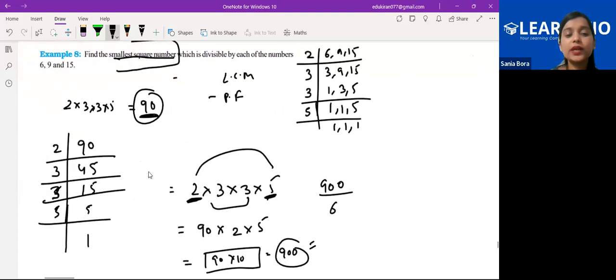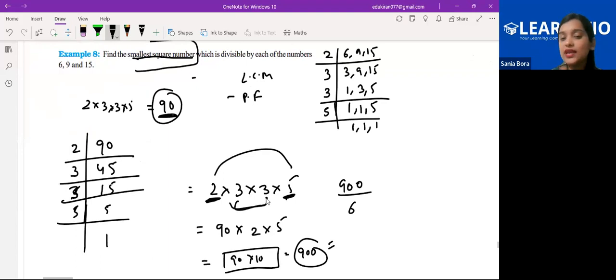So that's why what I did, over here, 3 has a pair, right? But 2 and 5, they didn't have any pair. So that's why I multiplied this 90 with 2 and 5, the ones who don't have any pair. 2 5s are 10, 90 multiplied by 10 is 900. So 900 is the smallest square which is divisible by each of the numbers. Clear everybody? Fine? Yes, ma'am.